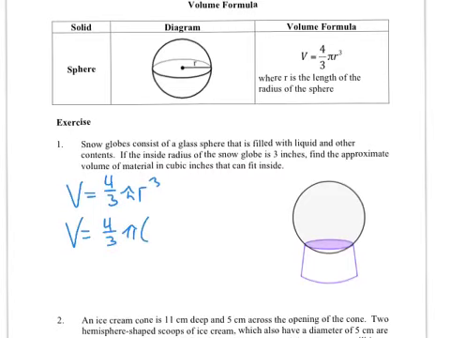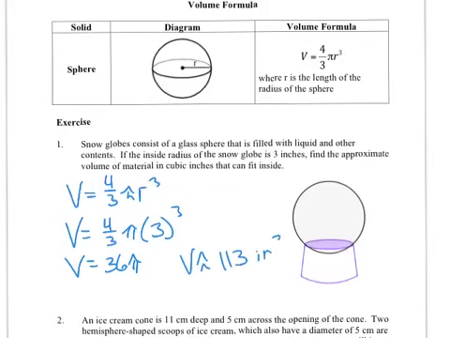My radius is 3 and I cube it, and when I put all that in my calculator I have 36 pi, and then if I want to find the approximate volume I multiply through and I get the volume is approximately 113 cubic inches.